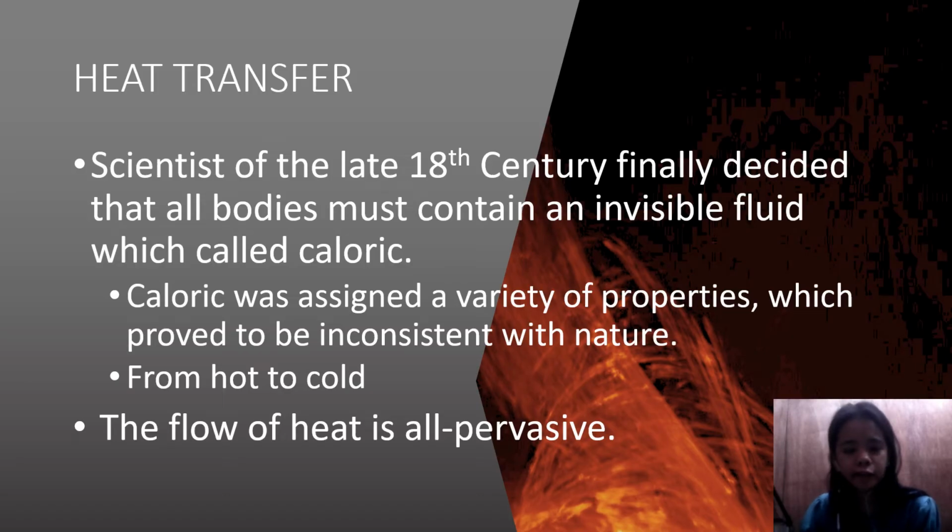Heat transfer. Scientists in the late 18th century finally decided that all bodies must contain an invisible fluid which is called caloric. Caloric was assigned a variety of properties which proved to be inconsistent with nature. The flow of heat is called circulation. For example, it was thought that caloric could not be created or eliminated. But the most important property was that caloric flowed from the hot body to the cold one. Caloric provided a very useful way to think about the heat.